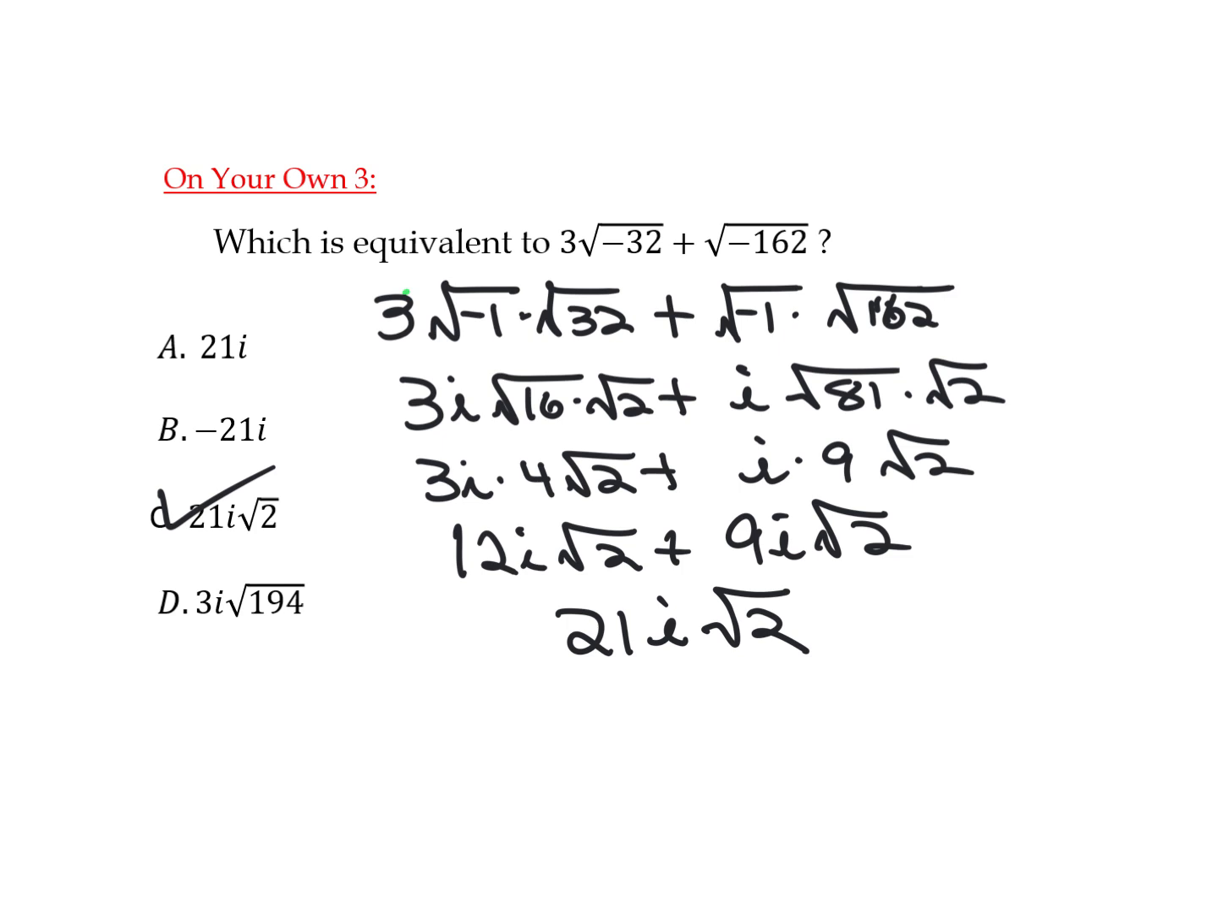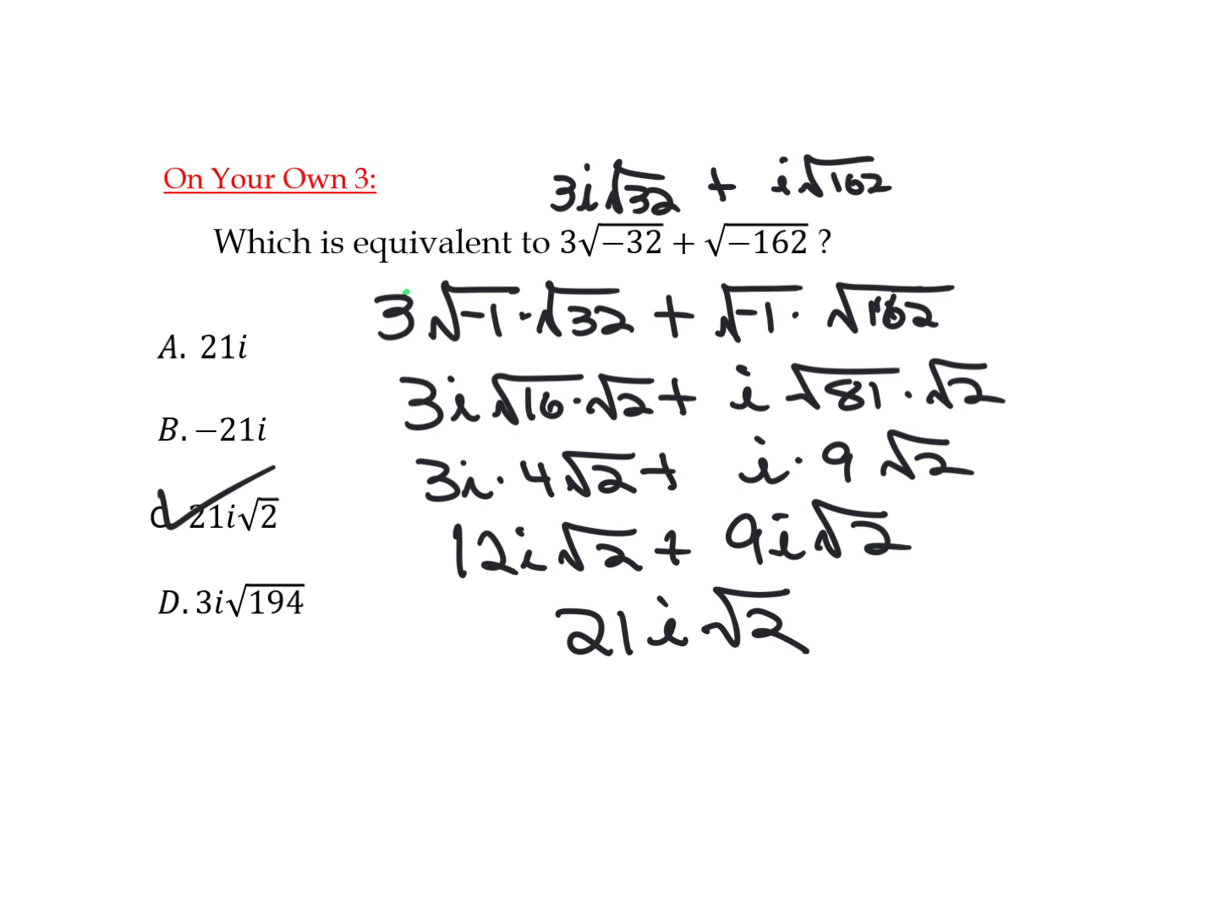All right, we are adding two imaginary radicals together. Therefore, what we have to do is simplify each of those radicals. First thing I'm going to do is pull out that square root of -1, and I know that the square root of -1 is i. So when I see this problem, I know immediately, because there's a negative inside, I can pull that out as i, and I'm going to end up with 3i times the square root of 32 plus i times the square root of 162.